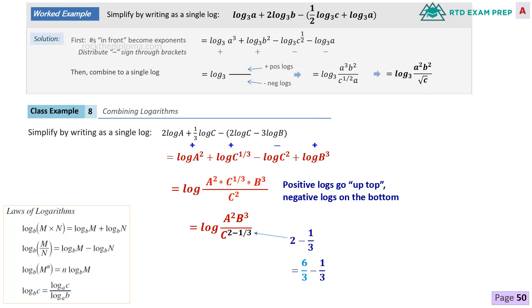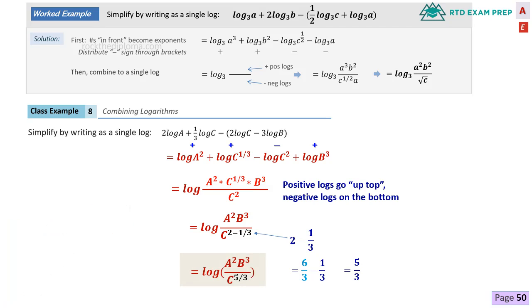By rewriting 2 as 6/3, we can subtract 2 minus 1/3 to give us 5/3. This means that the simplified expression is the log base 10 of a squared b cubed over c to the 5/3.